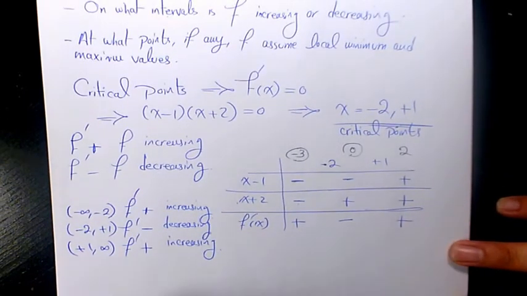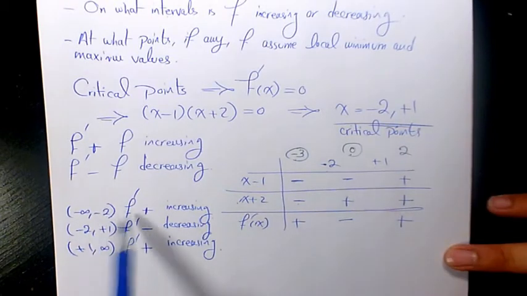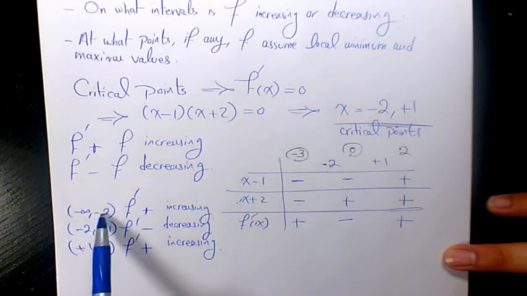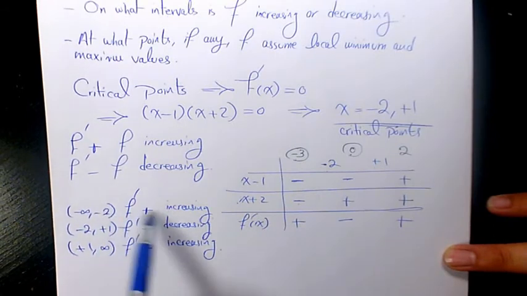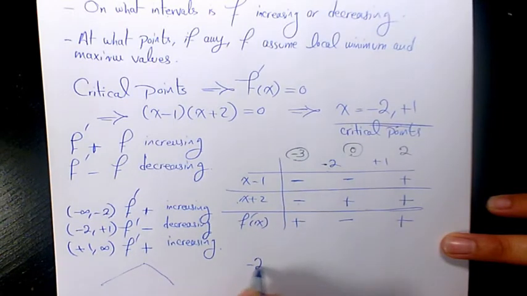Now we need to find out which one is a local minimum and which one is a local maximum for these two. As you see here, to the left of negative 2, f prime is positive, so it is increasing. And to the right of it, it is decreasing, so it's going to be like that. So it means that x equals negative 2 is a maximum.